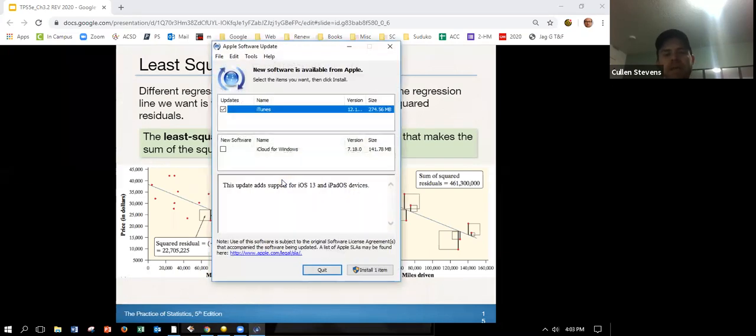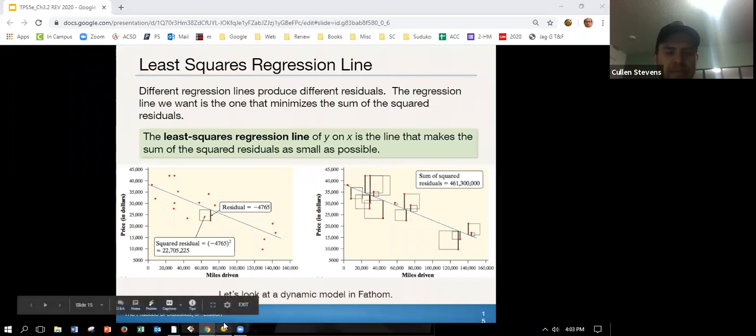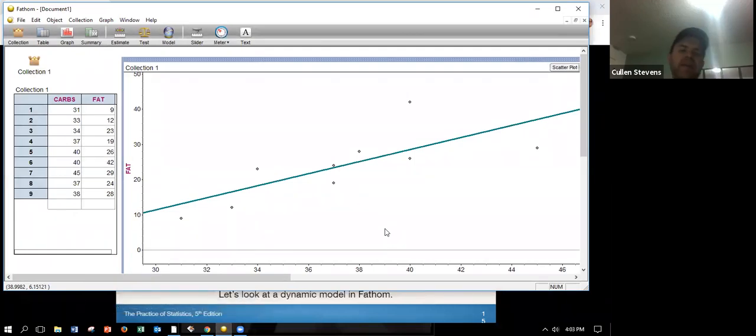So what we're doing is taking these residuals, squaring them, and putting them together. And the smallest sum of squares that we have is the best. So let's pop over to a dynamic model here in Fathom. This is a model of carbs and fat, and we're going to see in a little bit the relationship between carbs and fat in McDonald's sandwiches.